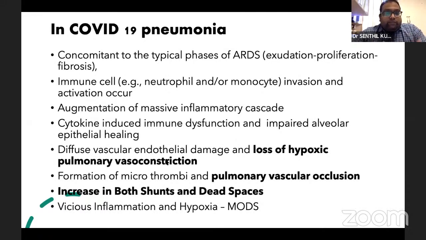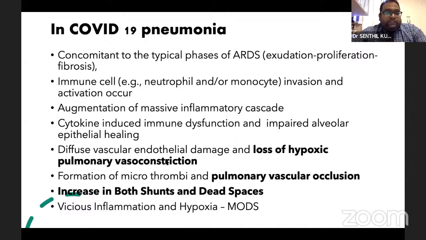So what it causes is immune cell invasion and activation, augmentation of a massive inflammatory cascade, cytokine flooding and cytokine-induced immune dysfunction, and the main thing is impaired alveolar epithelial healing, which happens for a prolonged period of time, making it difficult to treat the COVID ARDS patient.